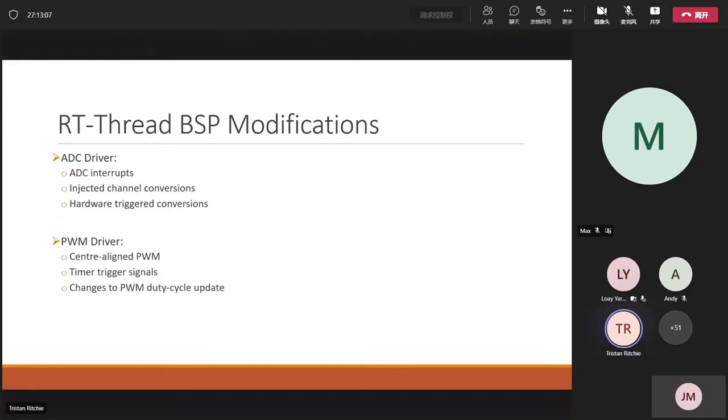On the PWM driver side, I've added support for center-aligned PWMs, as these are vastly preferable for motor control for a number of reasons. I've also added support for timer trigger signals to trigger the ADC conversions. And I've also made some optimizations to the PWM duty cycle update system in order to cut down on some of the overhead involved in that operation.